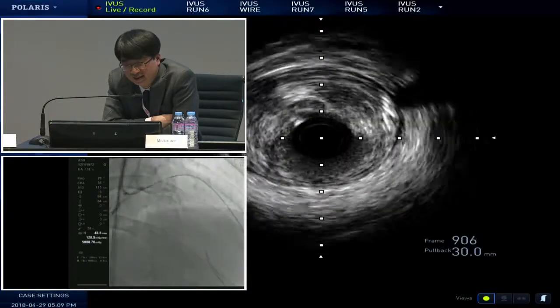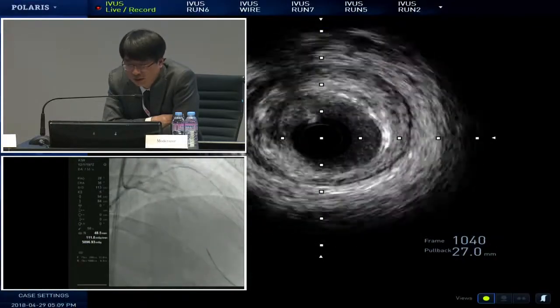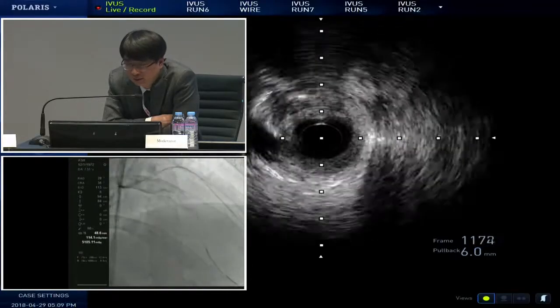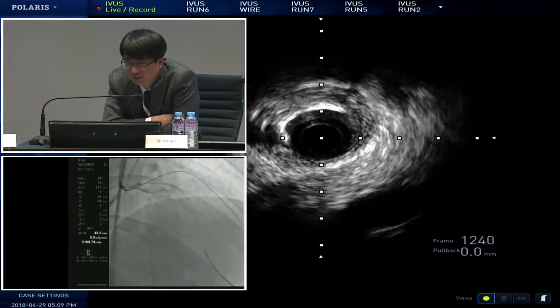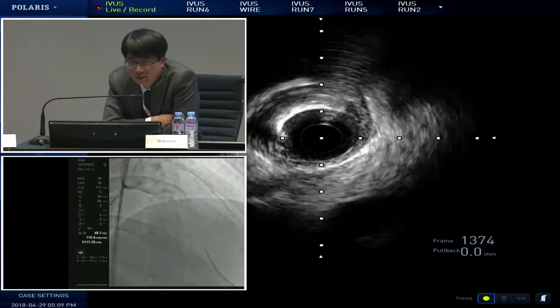How to treat? Maybe crossover to the circumflex is required. Yeah, I think so. Or drug balloon only. That is one choice.